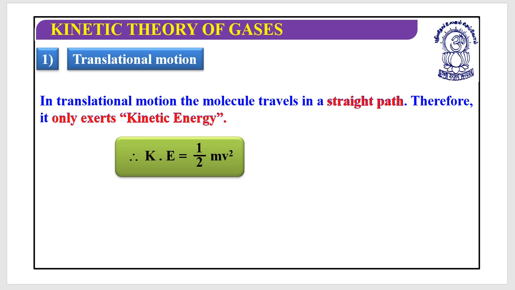Now let's begin with translational motion. In translational motion, the molecule travels in a straight path. Therefore, it only has kinetic energy, which could be given as 1 by 2 m v square. This is the kinetic energy of the molecule, and this is the translational motion.